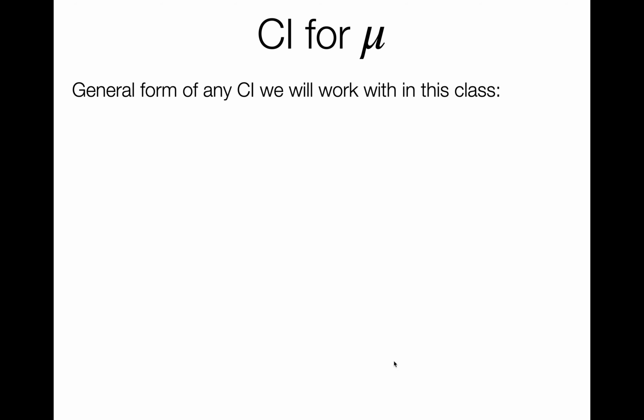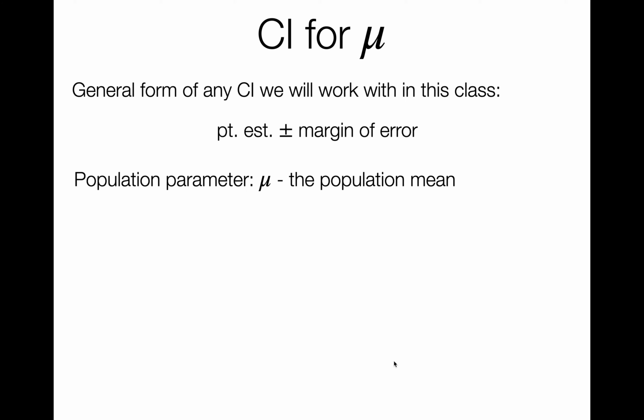So again, the general form of a confidence interval that we're going to use is point estimator plus or minus the margin of error. In this case, our population parameter is now mu, the population mean. Before it was p, the population proportion. Now it's mu, the population mean. Our point estimator, what we're using to try to estimate mu, is of course the sample mean, x bar.